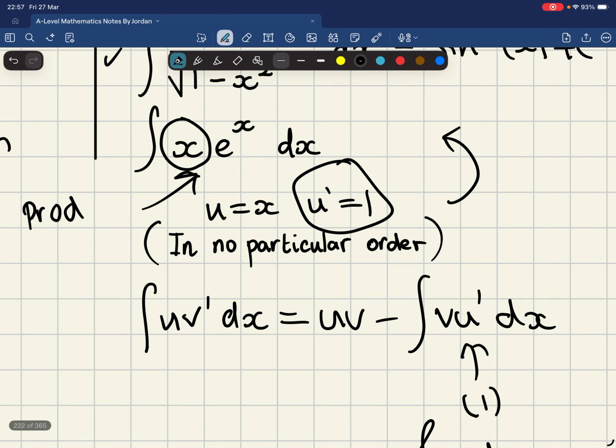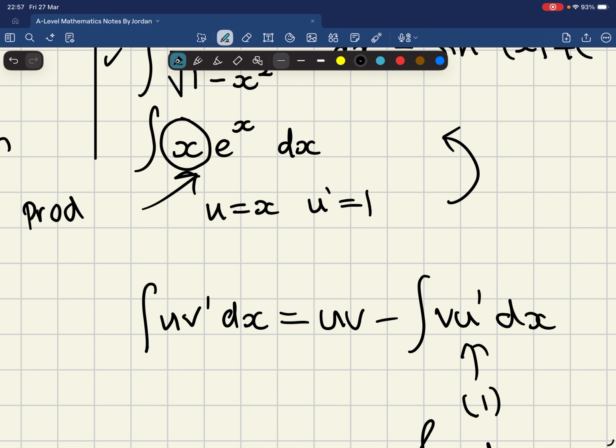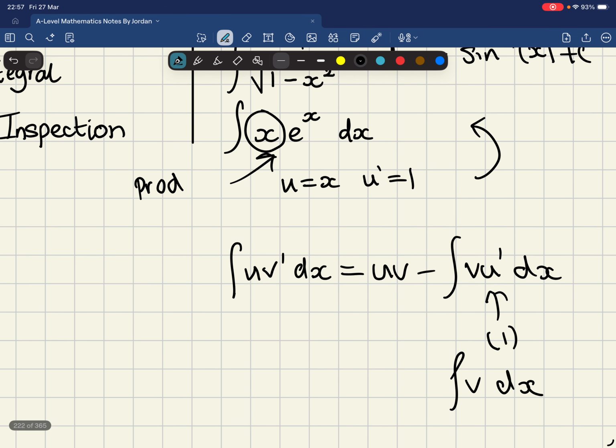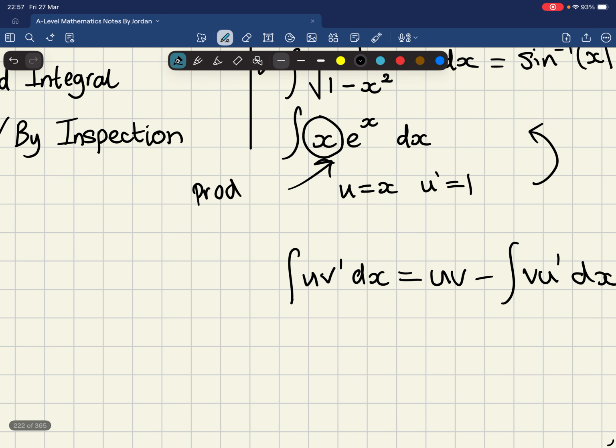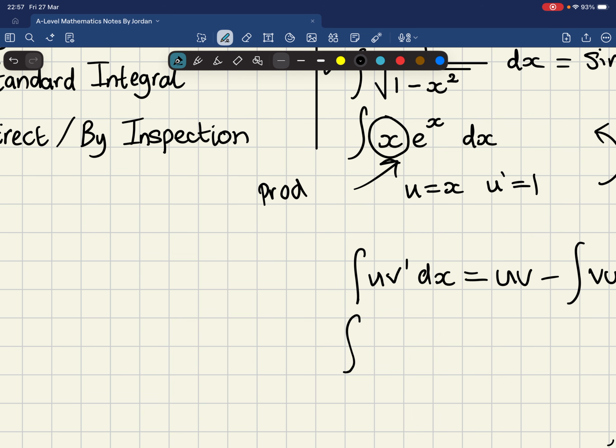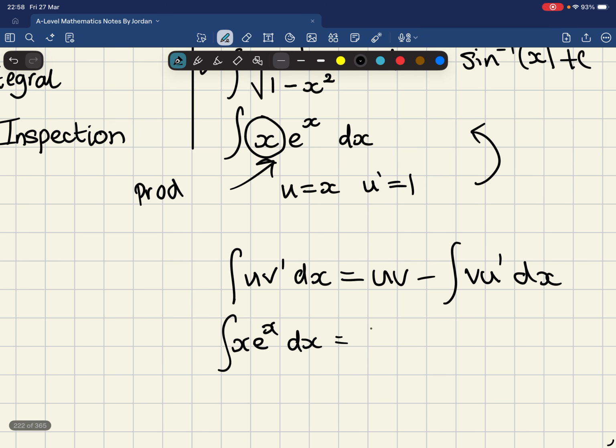Last one is the product rule. Let me just rub that out. There's the product rule there. We've already said a little bit about this. So, integral of x e to the x. We've got u first, which is x. V will be the integration of e to the x. So we're going to set this one as v dash. So v is the integration of e to the x, which goes to itself.